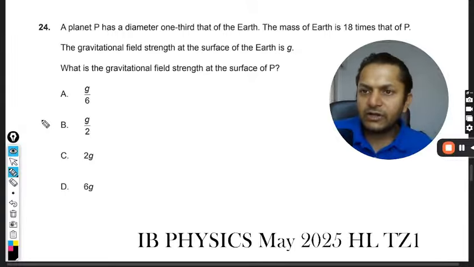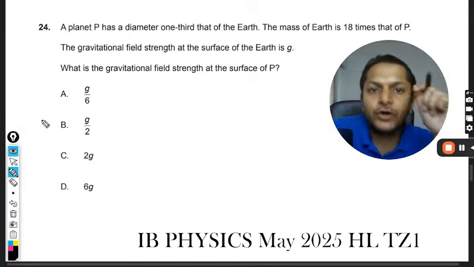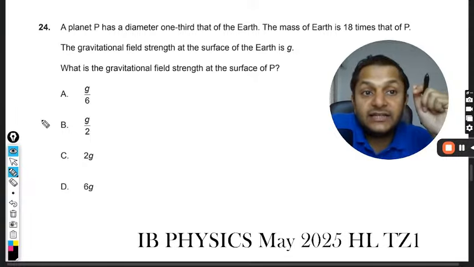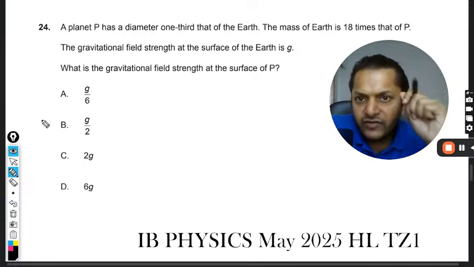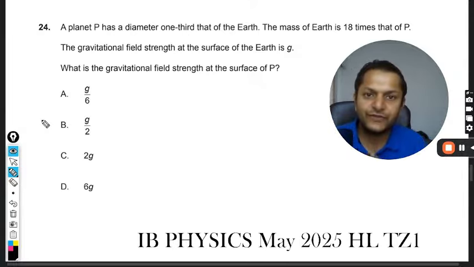Okay, dear student, let's see what is there in this question. A planet P has a diameter 1/3 that of Earth. The mass of Earth is 18 times that of P. The gravitational field strength at the surface of Earth is g. What is the gravitational field strength at the surface of the planet P?